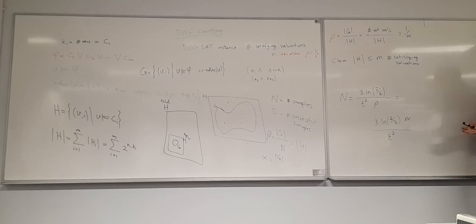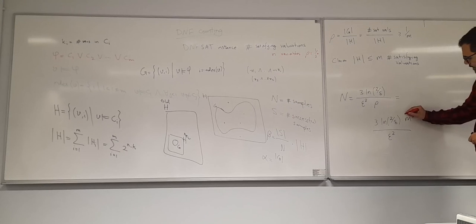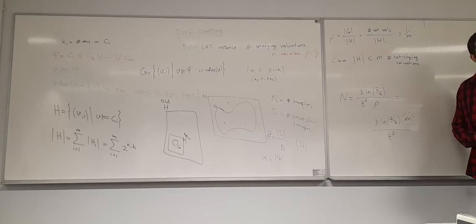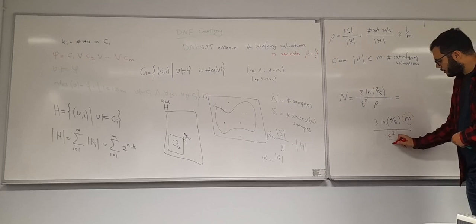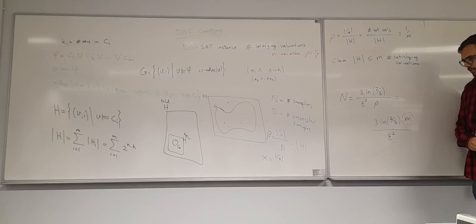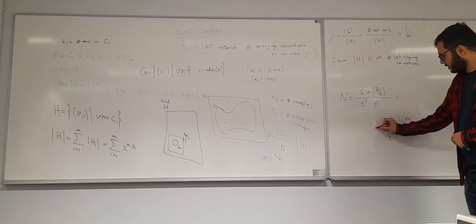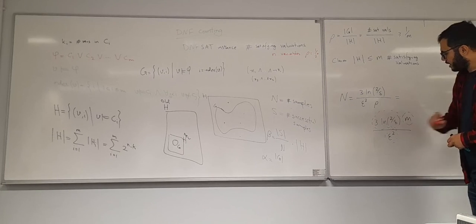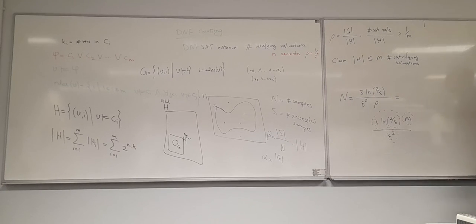Now I needed this to be a polynomial in the size of the input, 1 over epsilon, and the log of 1 over delta, and it is. So this part is actually linear in the size of the input. This is 1 over epsilon squared, right? And this is just like a constant times the log of 1 over delta. So I got my randomized polynomial time approximation.